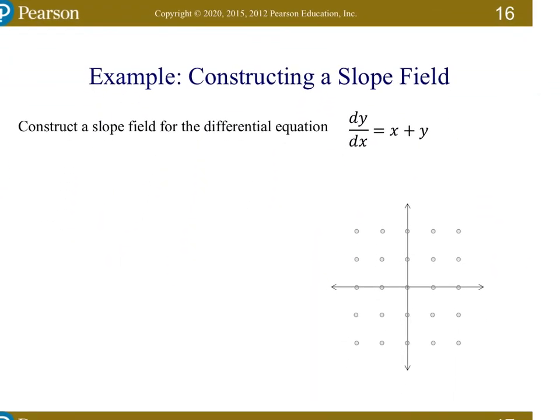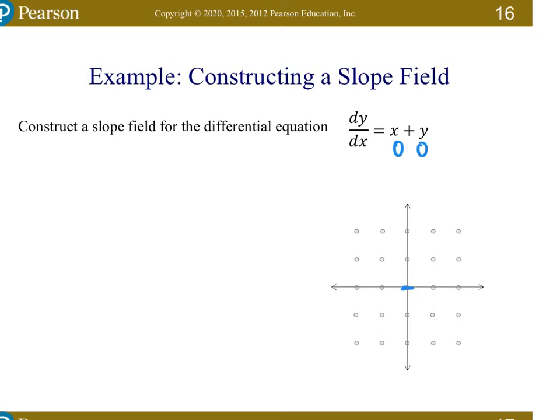Let's try constructing a slightly different differential equation based on both the x and the y coordinates. Let's start right at the origin, which is 0, 0. If I plug 0 and 0 both in, I'm going to get the value 0, which means I have a horizontal linear piece I need to put in right there.